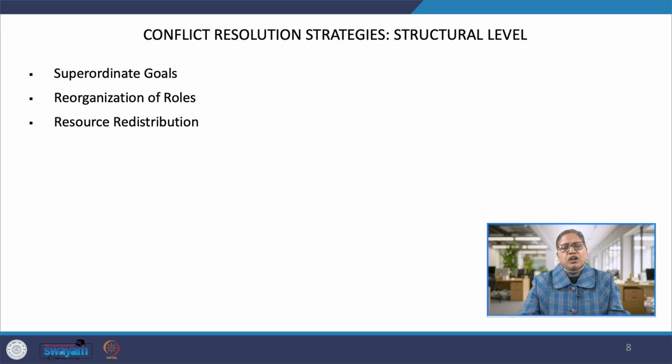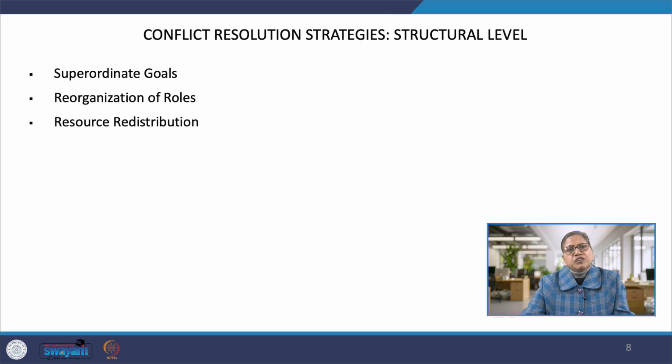So, at the structural level, the conflict resolution strategies are superordinate goals, reorganization of roles, resource redistribution, liaison roles and interdepartmental coordination, job rotation, changing reward structures, and third party consultation and mediation. Superordinate goals mean shifting focus from departmental goals to organization-wide goals, which requires collaboration.